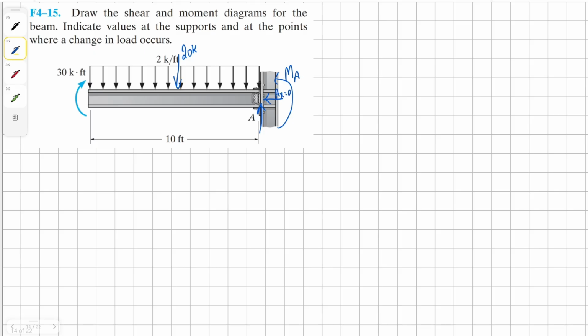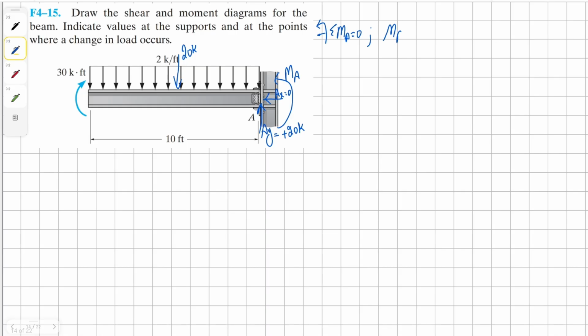AX is going to be 0 because of no other horizontal force present on this beam. And then AY is simply going to be positive 20K because we have negative 20K alone as another vertical load. And now to find our moment at A, we just need to take moment about the point A.